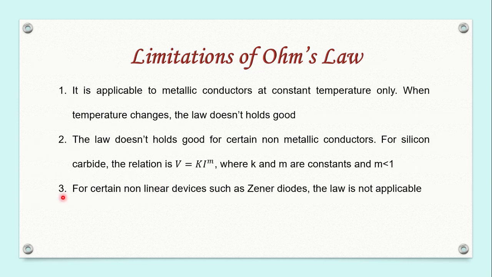The next limitation is that for certain non-linear devices like Zener diodes, the law is not applicable. So the law is applicable to metallic conductors at constant temperature. For certain non-metallic conductors, such as silicon carbide, the law is not applicable, and also for certain non-linear devices like the Zener diode. Non-linear devices means their voltage current relationship will not be linear. So these are the limitations of Ohm's law.